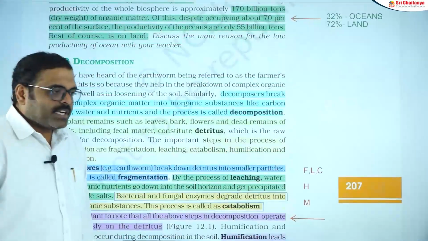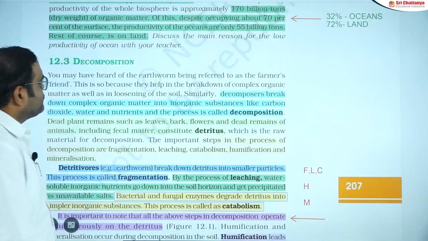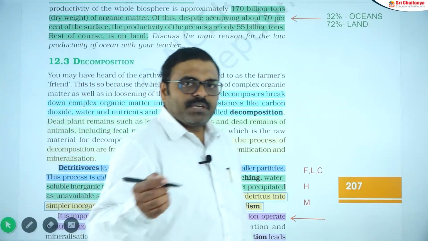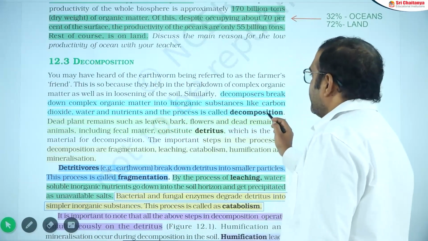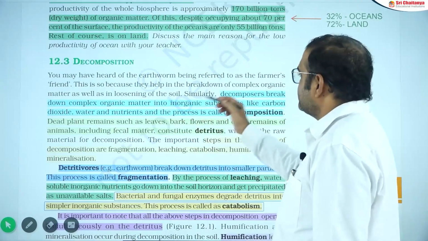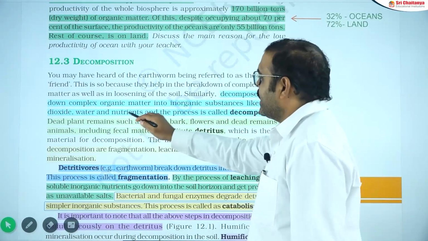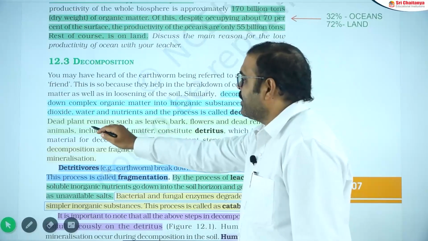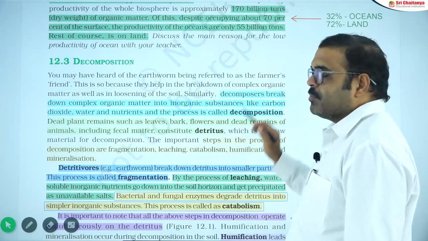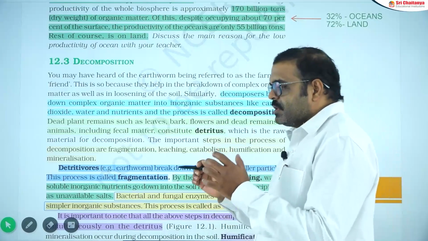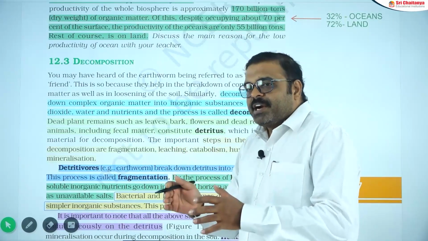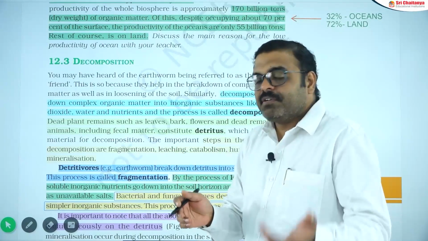So let us understand the decomposition concept next. Decomposition means the conversion of organic matter into inorganic matter by microorganisms or decomposers, and those inorganic components are known as carbon dioxide, water, nutrients and other components. Finally, these decomposers convert dead matter, which is utilized by another level of organisms.